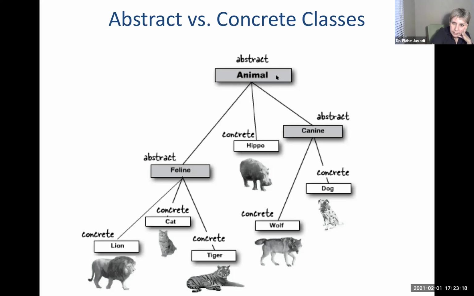So here in the case of animals, you have animal, feline, canine, and hippo. And these classes that have children stay abstract. And the classes that don't have children, like hippo, dog, wolf, tiger, cat, and lion, are concrete. It means that you can define instances of them.